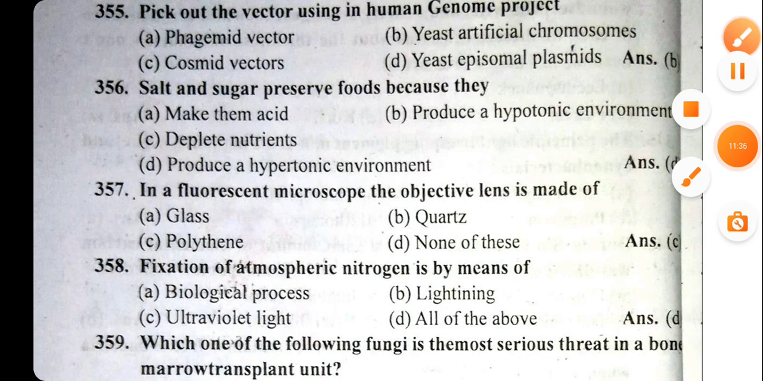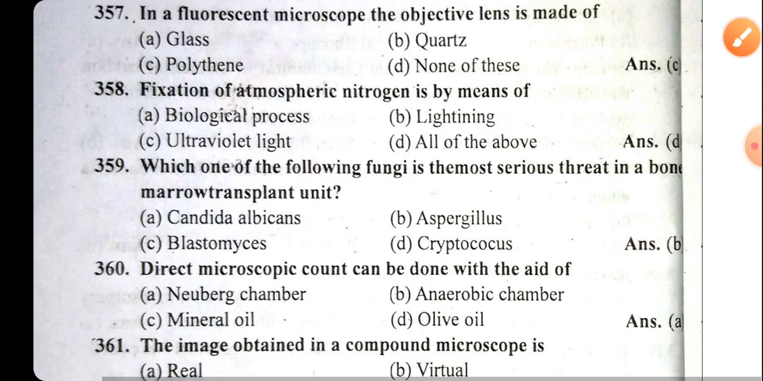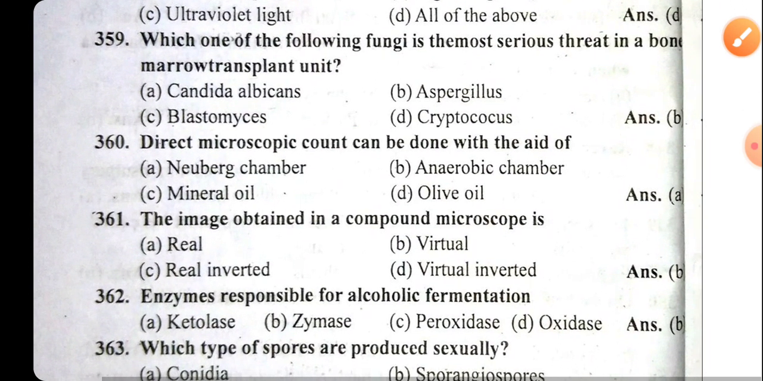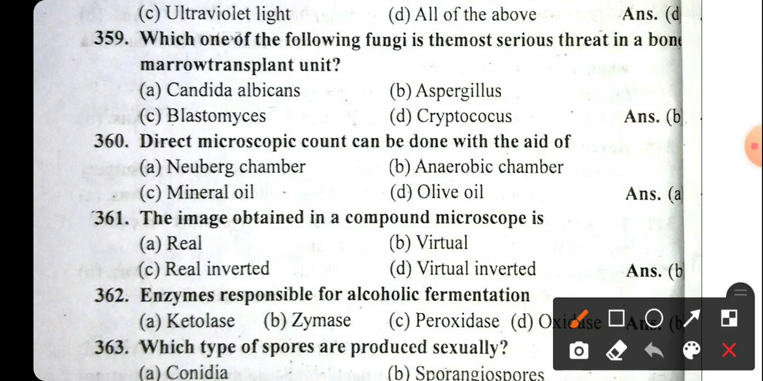Now the next question is: fixation of atmospheric nitrogen is by means of the biological process, lightning and ultraviolet light. That is option number D, all of the above, will be the right answer. Now the next question is: which one of the following fungi is the most serious threat in a bone marrow transplant unit? That is option number B, Aspergillus.